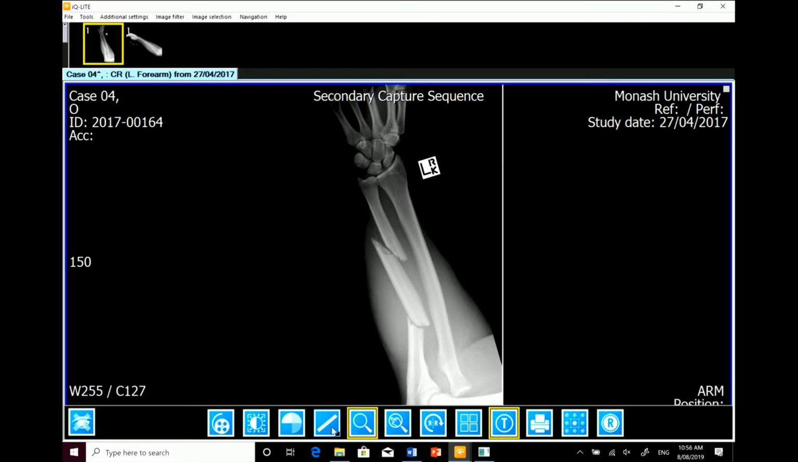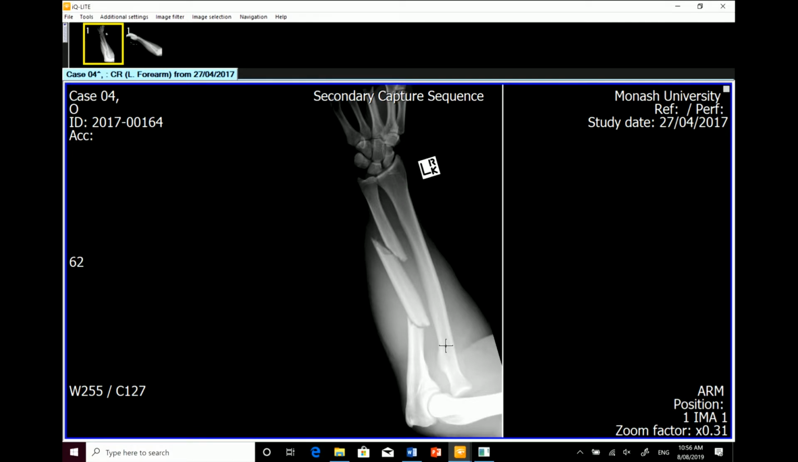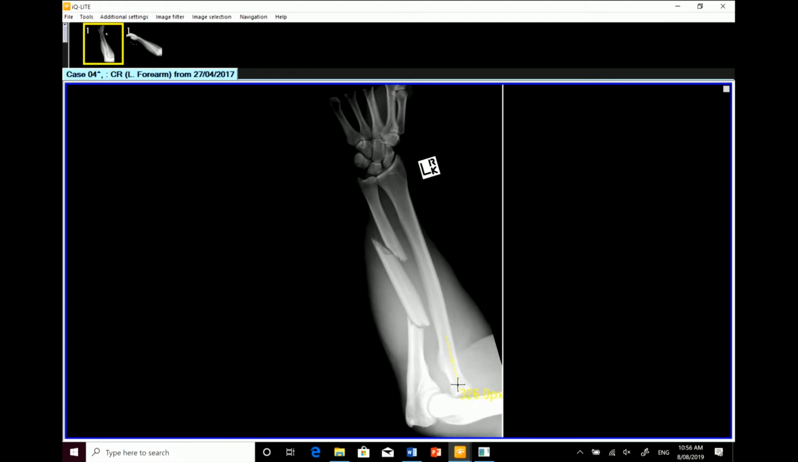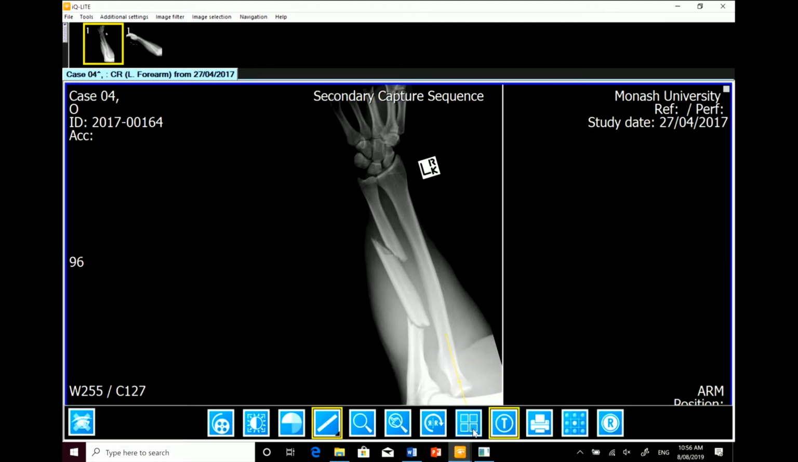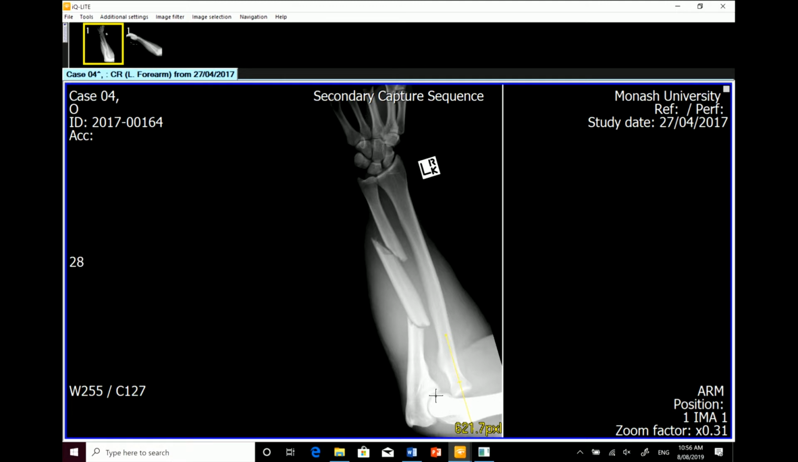But very importantly, don't forget that because of the ring-like structure of the forearm, we now need to look very carefully at the elbow. And if we draw a line, the radiocapitellar line, we'll be able to see that it misses the capitellum. So there's also a dislocation of the radial head.